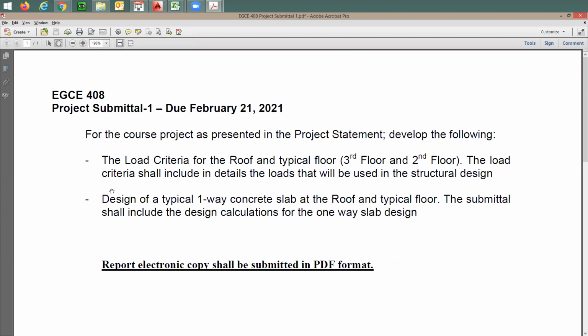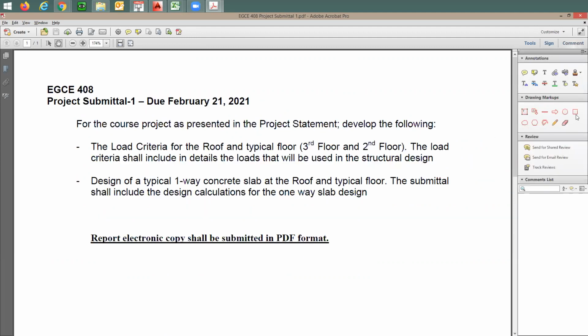It says here, develop the load criteria for the roof and typical floor. You know that you are going to have here a 4-story building. Second is going to be the same as the third, which means this is going to be just one typical level that you need to come up with your load criteria. And also the roof. So what I need from you is to figure out W ultimate. Let's give you your load criteria.